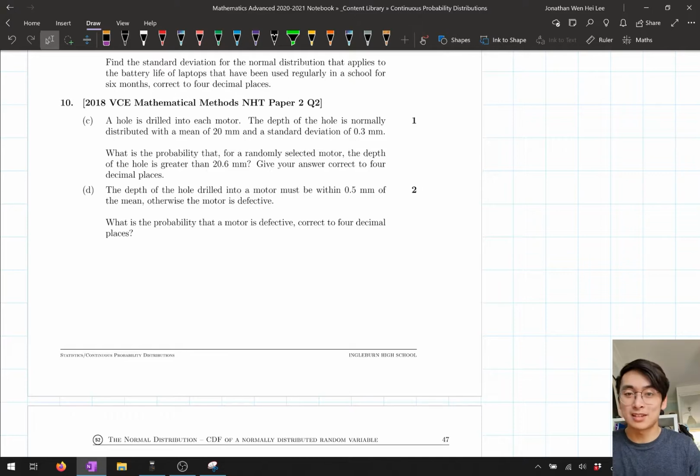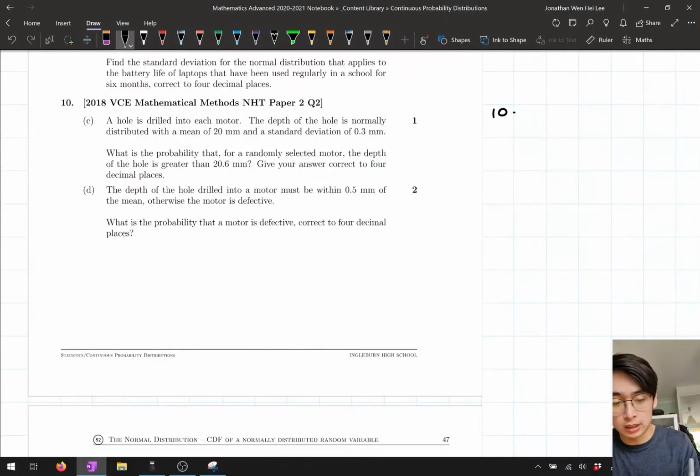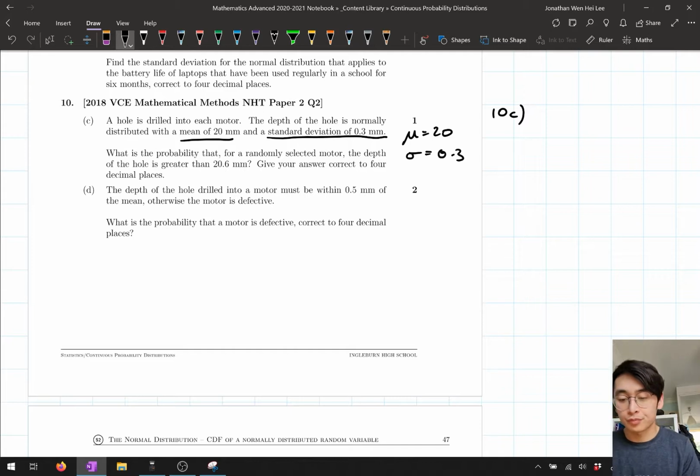Okay, so let's have a look at these questions. We're still going to be using our statistical table, which is why I have it over here nice and handy for us. Let's have a look at question 10c. A hole is drilled into each motor. So they had parts A and B, which aren't relevant to this part, but let's just imagine there's some kind of machinery which is drilling holes into a motor. The depth of the hole is normally distributed with a mean of 20 millimeters and a standard deviation of 0.3. So here mu is equal to 20, sigma is equal to 0.3.